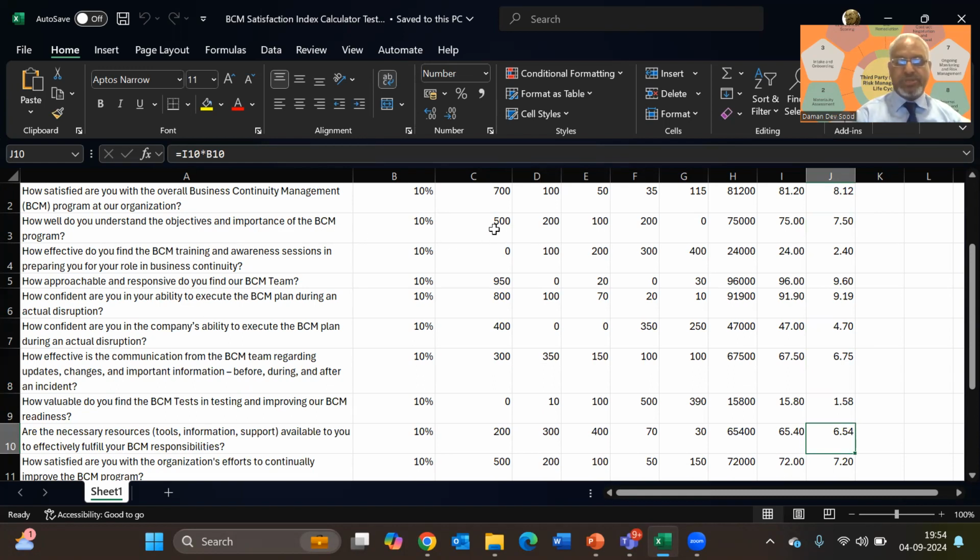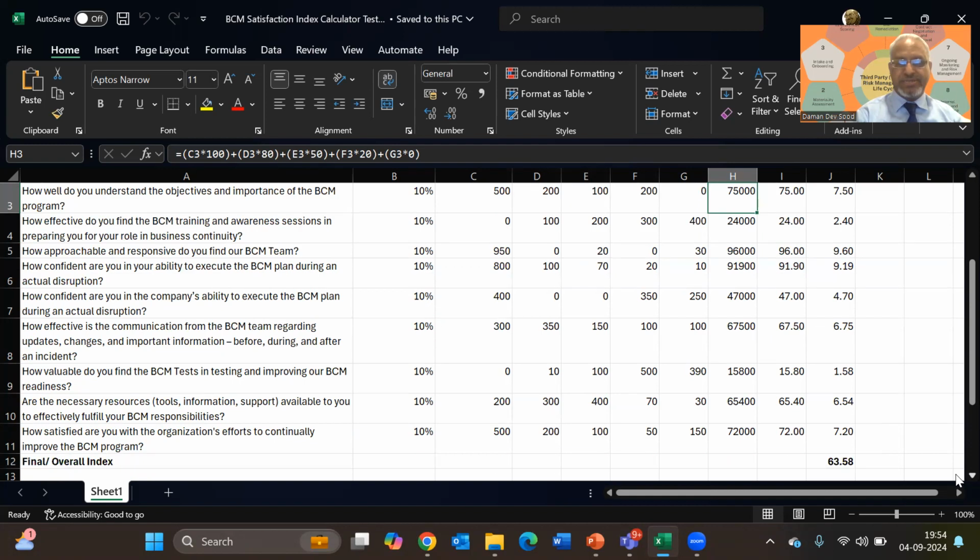A quick look then, assume this is how your data has come out for different questions. So many people saying strongly agreed, for example. So the total comes out to be 75,000 for the second question. Average 75, so the index is 7.5. In this way, you do all the calculations. So the tool does this for you automatically. You just need to fill in some data based on the responses that you got from the survey that you ran.